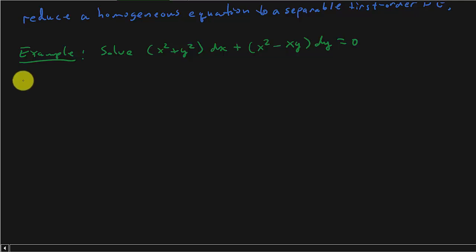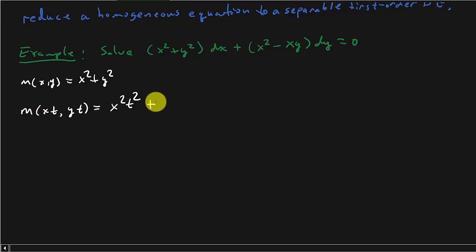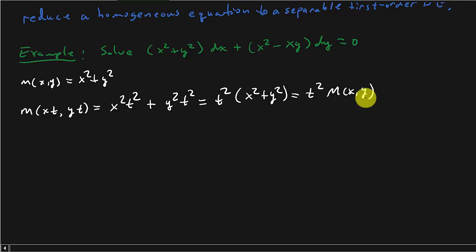So we've got M of x, y is equal to x squared plus y squared. And so that's going to give us M of xt, yt is equal to x squared t squared. If I plug the xt in for x, I'm squaring it, so I'm going to get that, plus, and then we plug this in for y, that's going to be y squared t squared, which is equal to t squared times x squared plus y squared, which is t squared times M of x, y.